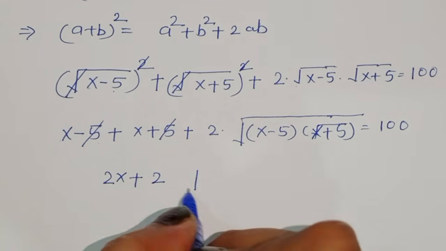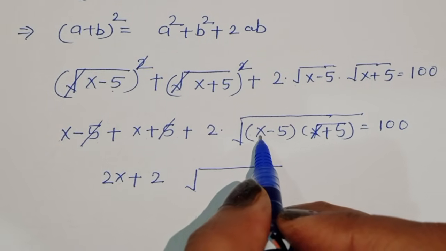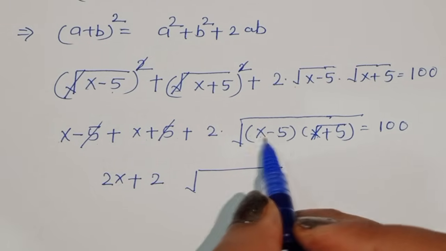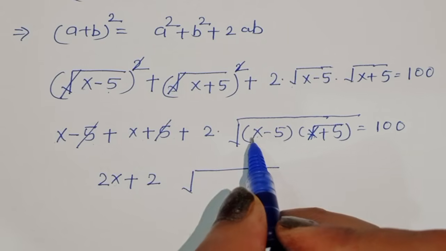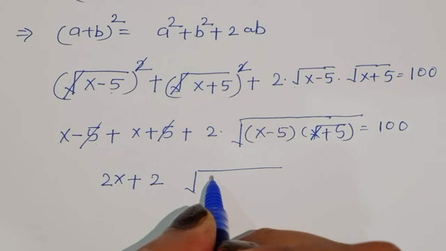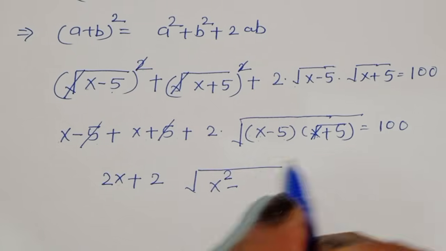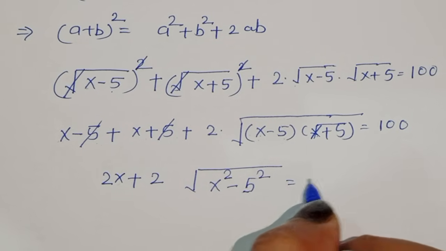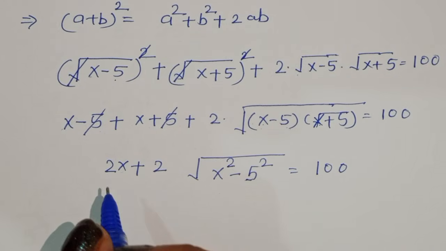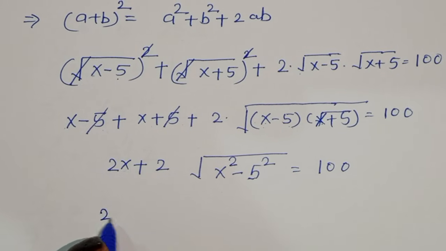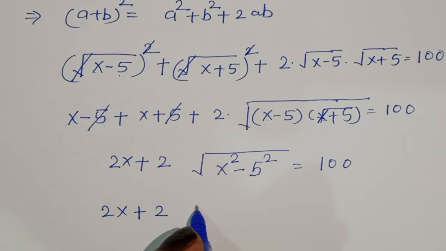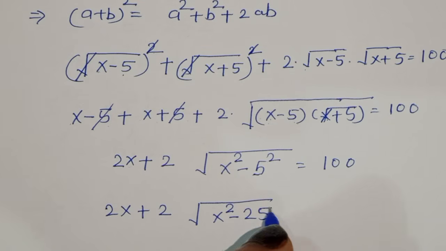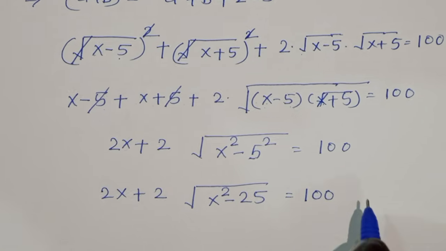Here you can see this is the form of a minus b times a plus b. We know the formula of a minus b times a plus b is a square minus b square. Here a is x and b is 5, so a square is x square minus b square, 5 square, is equal to 100. So we have 2x plus 2 times the square root of x square minus 25 is equal to 100.